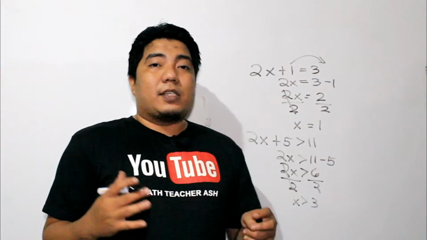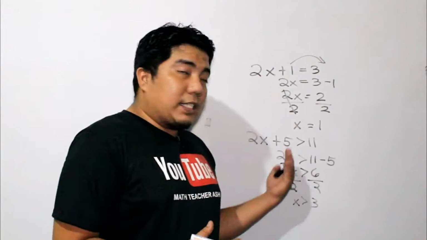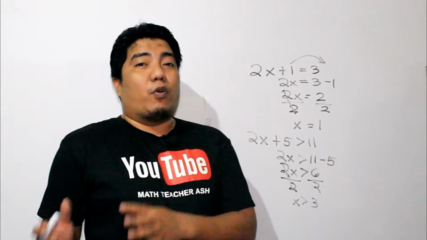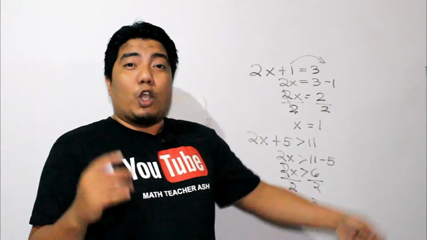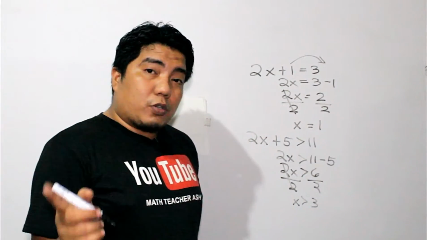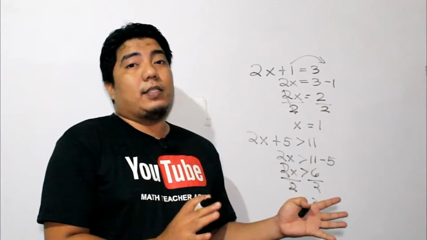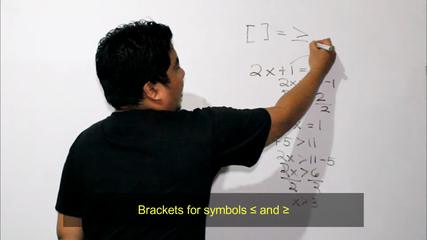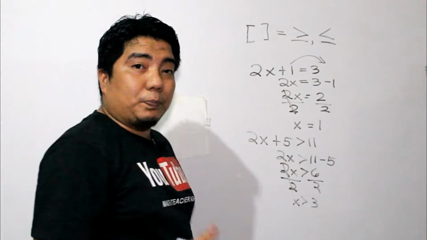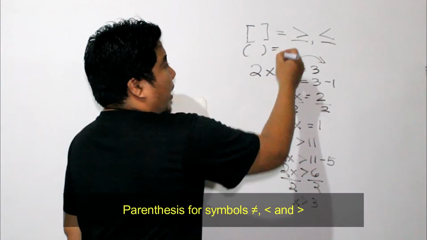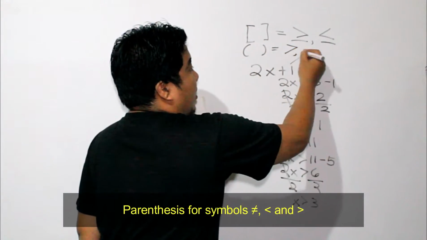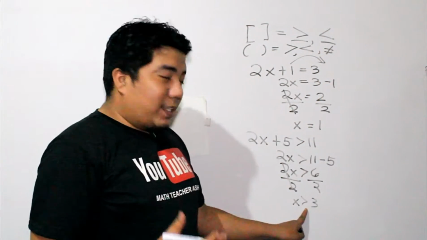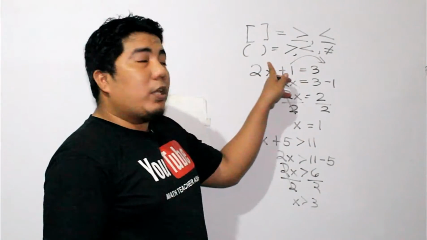So this is not yet the final answer, but we need to establish our final answer. How do we do that? What are the numbers that are greater than 3? Those are 4, 5, 6, 7, and so on. So how do we write our answer? The first thing you could consider is the use of brackets and parentheses. We use brackets if your symbol is greater than or equal to or less than or equal to. We use parentheses if the given is greater than, less than, or not equal. Since this is x is greater than 3, we will use parentheses.